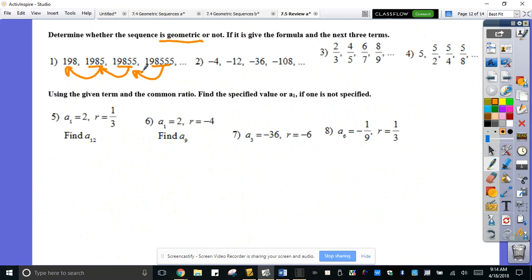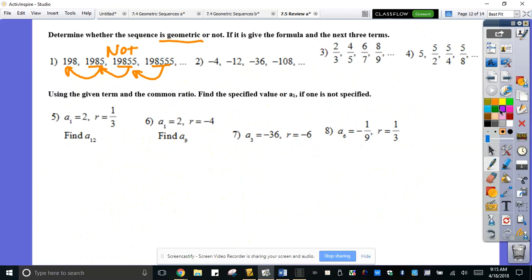So 1985 divided by 198, I get 10 point something. So what I'm going to do, I'm going to divide 19855 divided by 1985 alone. It gives me 10.002. There's a slight difference, and with any small difference, it has to be perfectly the same. Since the ratio is not common, I know number 1 is not geometric.